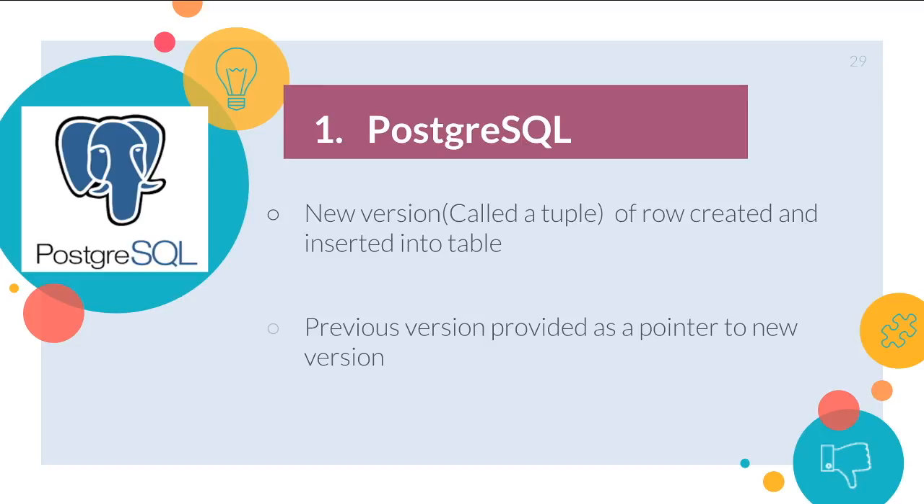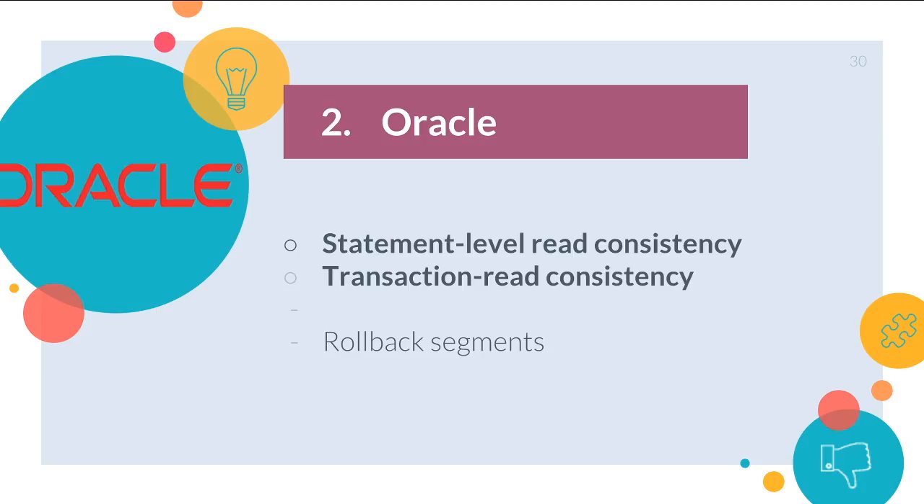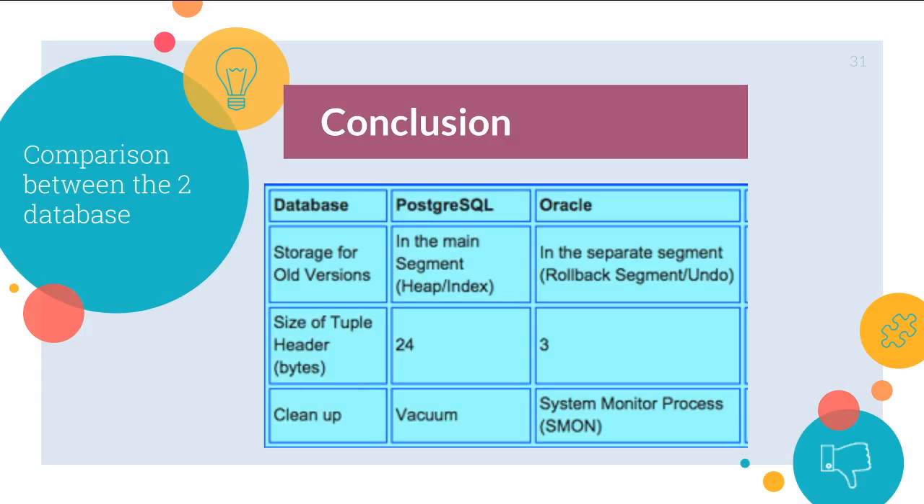In PostgreSQL, when a row is updated, a new version called a tuple of the row is created and inserted into the table. The previous version is provided as a pointer to the new version. As for Oracle, it automatically provides read consistency to a query so that all the data that a query sees comes from a single point in time. Oracle can also provide read consistency to all the queries in the transactions and uses the information maintained in the rollback segment to provide these consistent views.